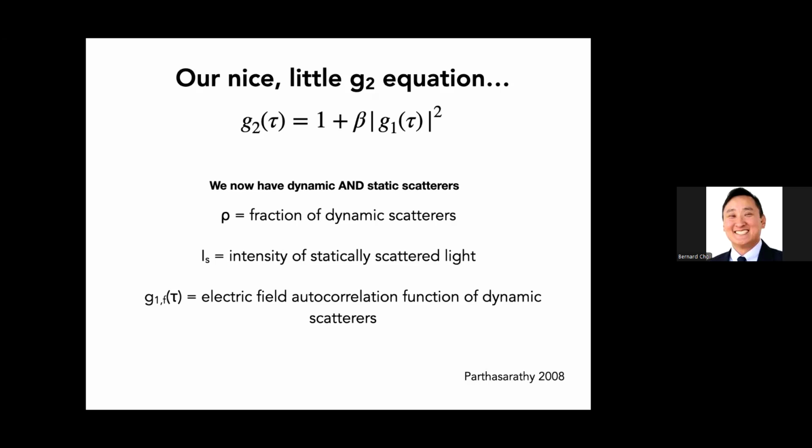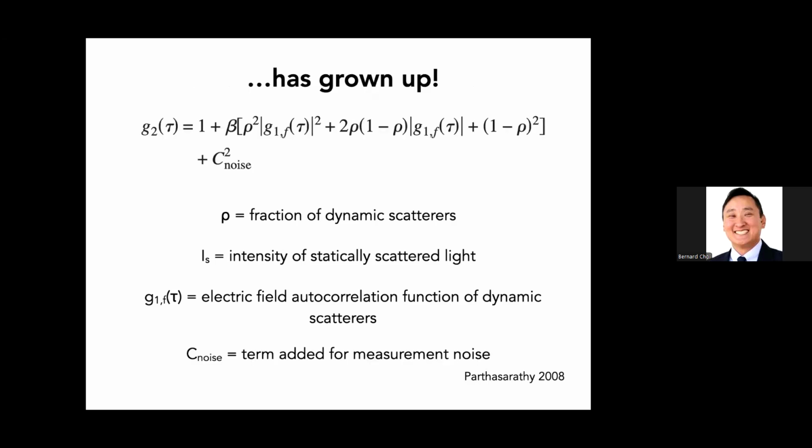So this was our original relationship between the intensity autocorrelation and our electric field autocorrelation. Okay. So this is assuming everything's dynamic. But once we add this concept of non-ergodicity and these static scatterers, this is what our equation turns into. More complex. There's some more unknowns in here as well. So we already introduced this rho. We don't know what this rho is off the top of our heads. There's a noise term, which is just an offset. But this is basically what our intensity autocorrelation function looks like now. So like I said, a little more complicated.